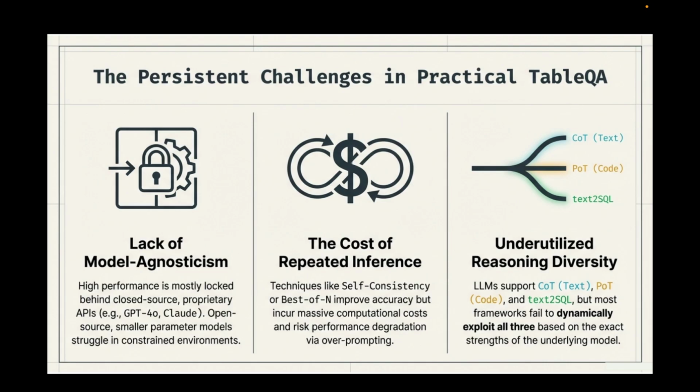The second issue is cost. Some methods improve performance by repeatedly calling large language models many times. This can help accuracy, but it also makes the system expensive and slow. So even if the method works well, it may not be practical.